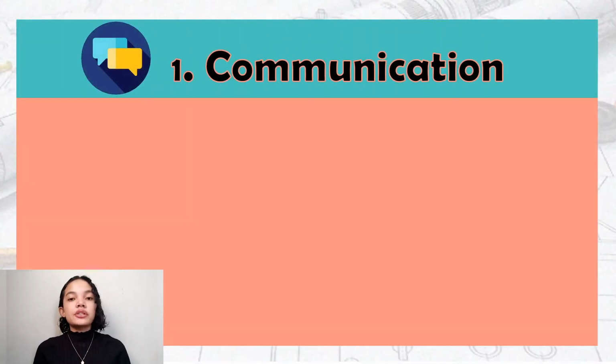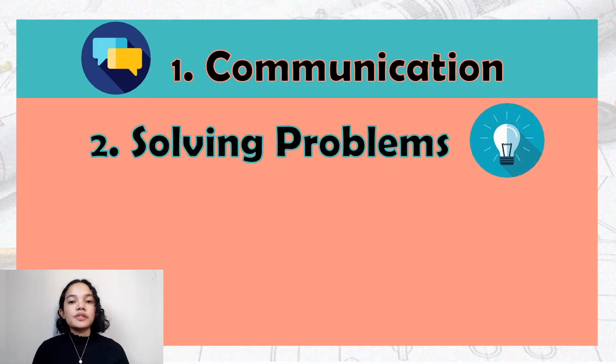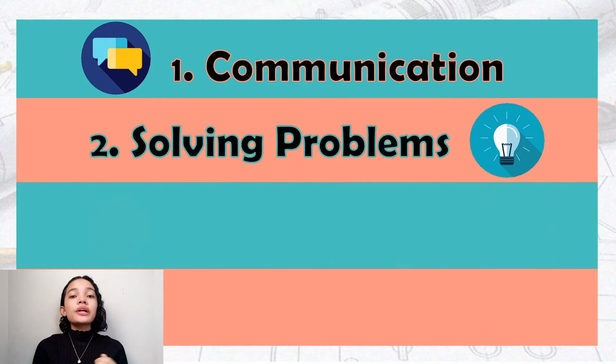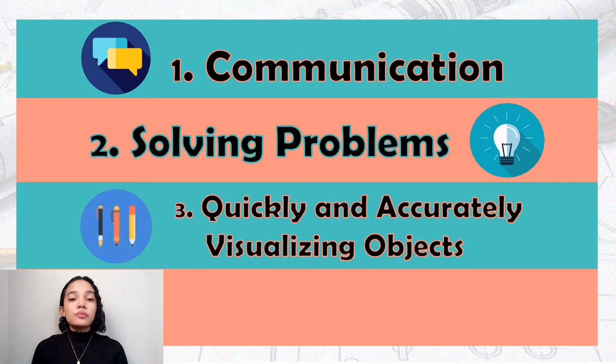First, communication. Graphical communication is more convenient in expressing an idea in engineering. In producing a product, the proposal must contain the exact and detailed design of an object so that the manufacturer produces the exact product that the engineer visualizes. Second, solving problems. Technical graphics also provide solutions to technical problems. Third, quickly and accurately visualizing objects.